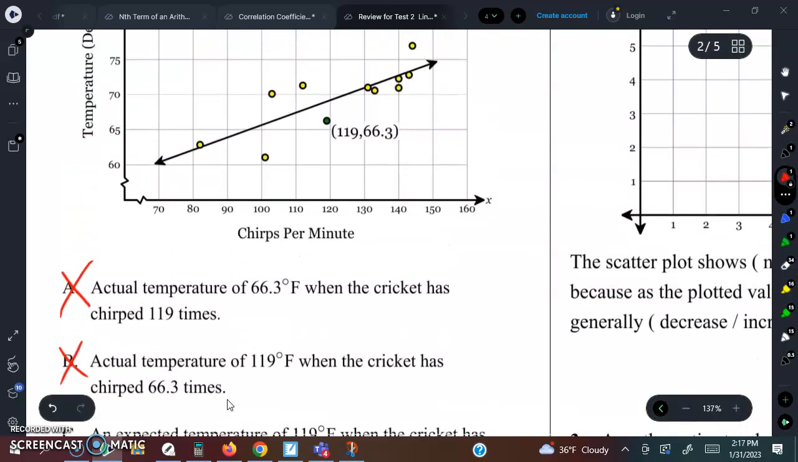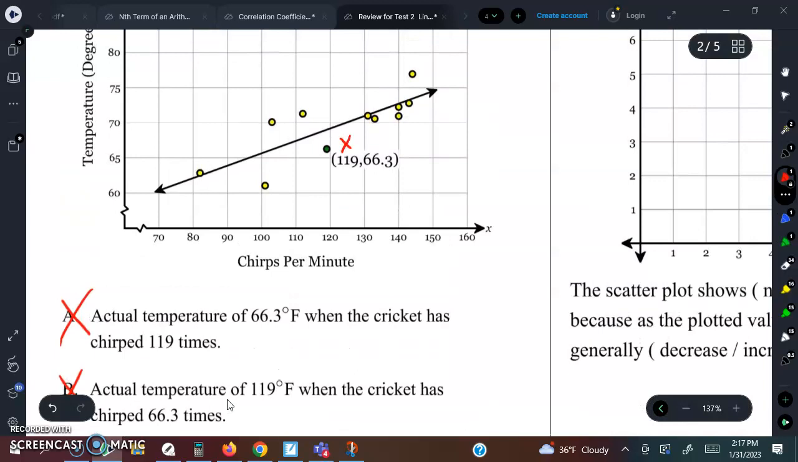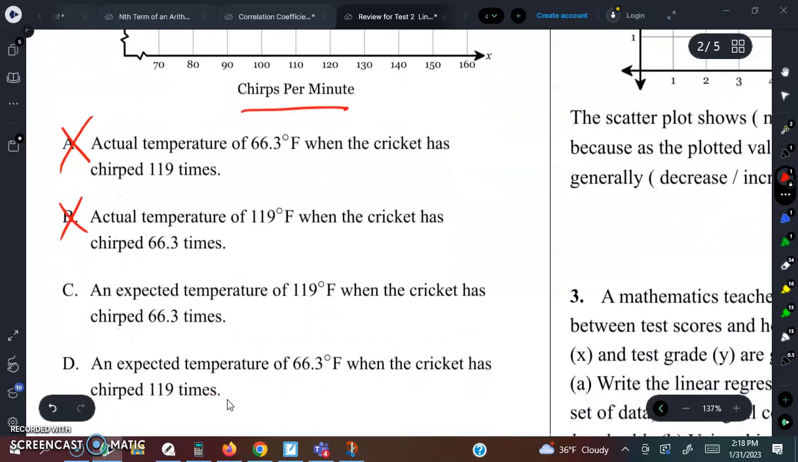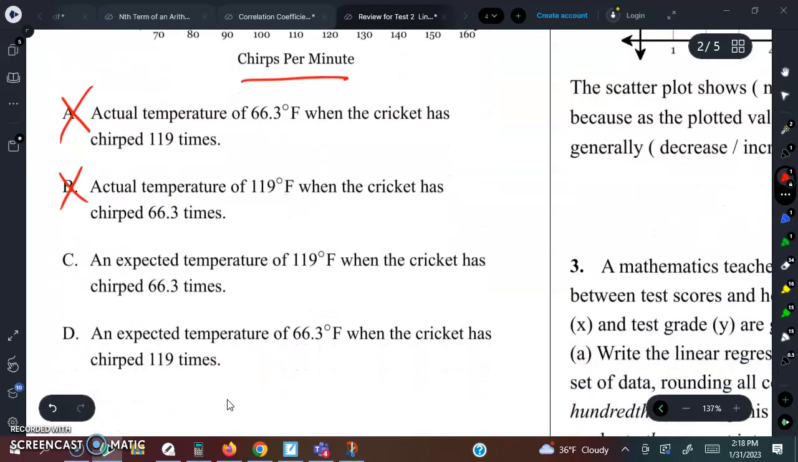Okay, so now we're going to look at the X and Y of this point here. And the X is 119, which is the chirps per minute, and the Y is the temperature. So the 66.3 has to be the temperature, and the 119 has to be the chirps. So on the 2 we have left over, it's saying the temperature is 119. Nope, that won't work. So the temperature is 66.3. That checks out, with the chirps being 119 per minute. So that's going to be D.